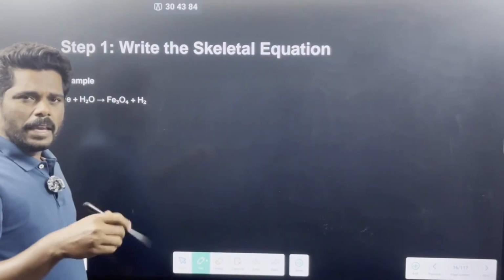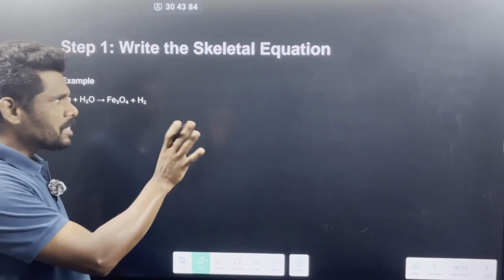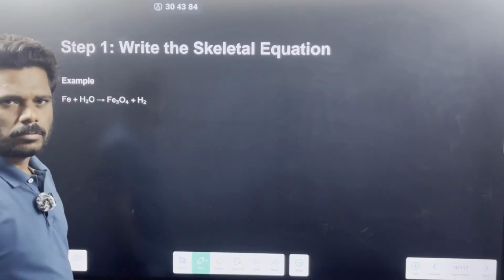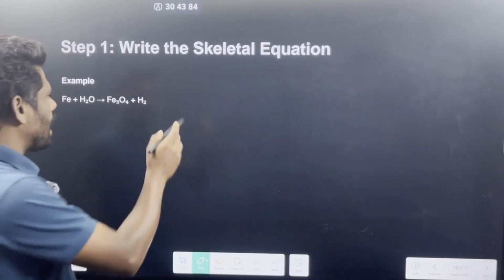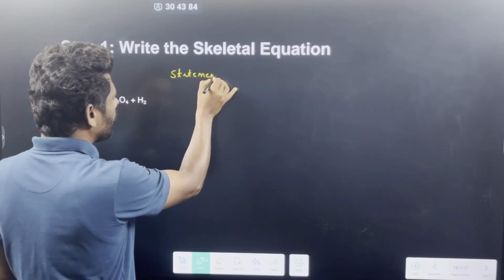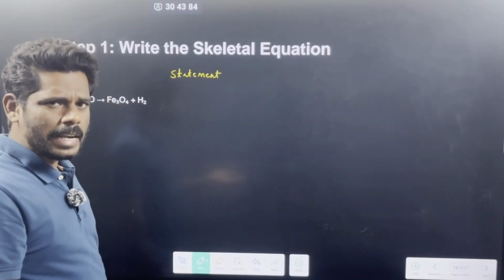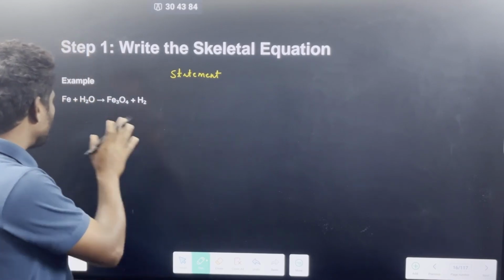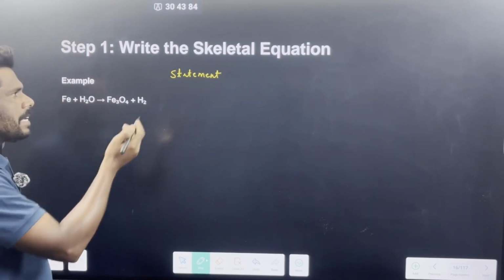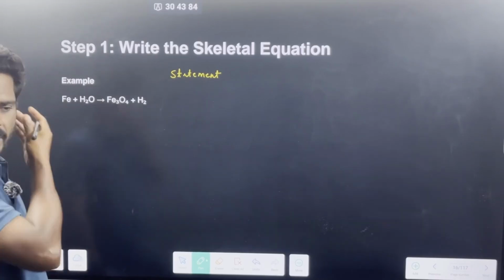First step in balancing the chemical equation using the algebraic method is writing the skeletal equation. What is the skeletal equation? Just as per the statement of reaction or as per the equation given readily, if we just write the reactants and products on either side, then it is the skeletal equation.